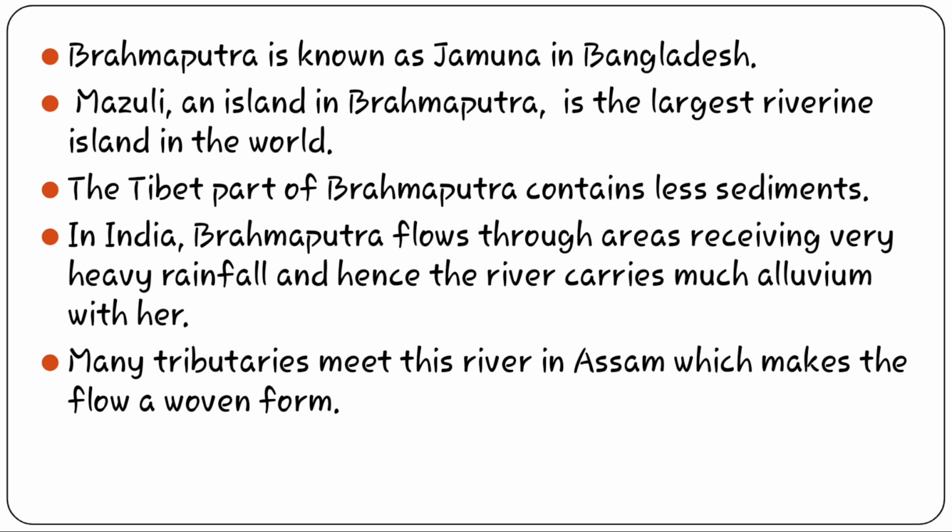Brahmaputra is known as Jamuna in Bangladesh. Majuli, an island in Brahmaputra, is the largest riverine island in the world.